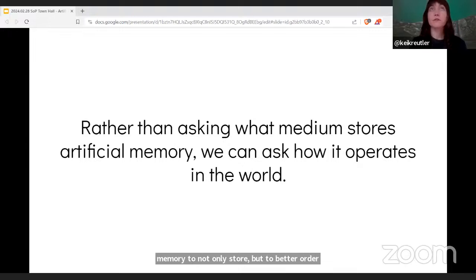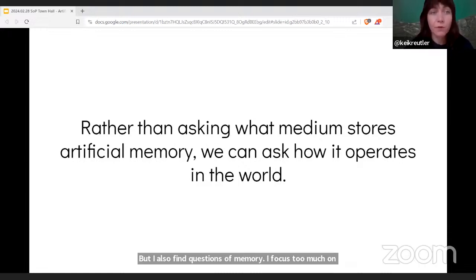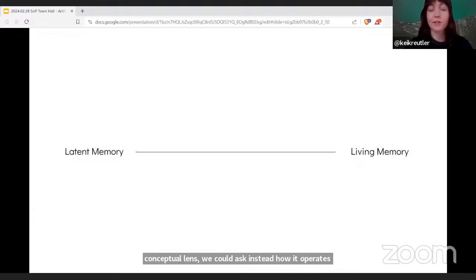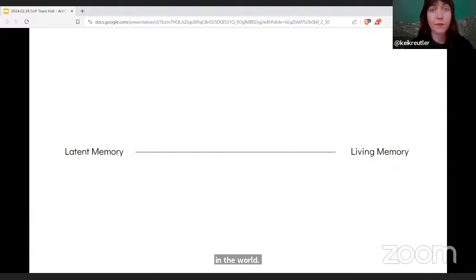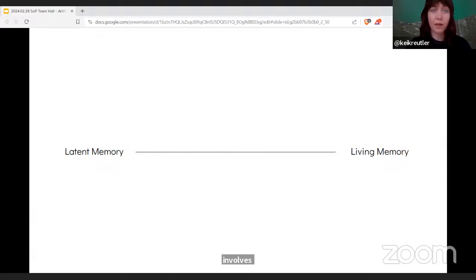But I also find questions of memory focus too much on the storage format. So rather than asking what medium stores artificial memory, to go for a different conceptual lens, we could ask instead how it operates in the world. And as part of the essay, I sketch a framework for understanding this operation. So we can differentiate between memory stored within an archive and memory that involves engagement, exploration, and retrieval from that archive. These two types can be described as latent memory and living memory.